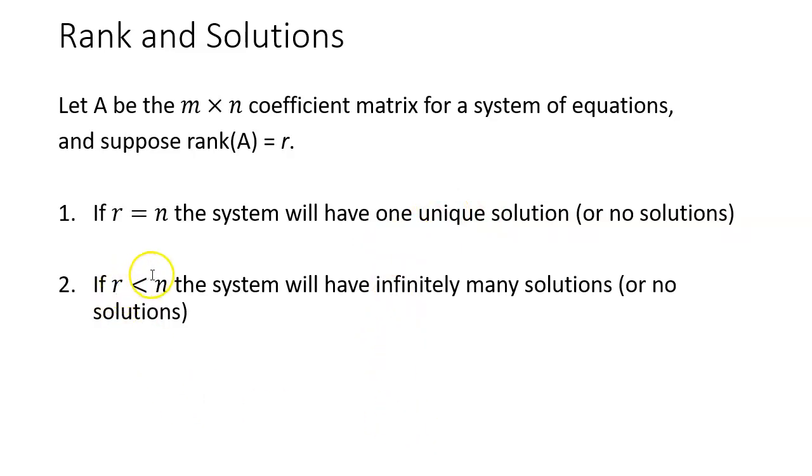If, however, the rank is less than n, so the rank is less than the number of columns, that means there are going to be variables that are not in a pivot position, and we will have free variables. And when we have a free variable, that means we're going to end up with one of those parameterized solution sets, and we're going to end up with infinitely many solutions. Or again, if it's a non-homogeneous case, it's possible that there could be no solutions as well. So the rank of a matrix gives us some useful information about the types of solutions that we might get out of the system.